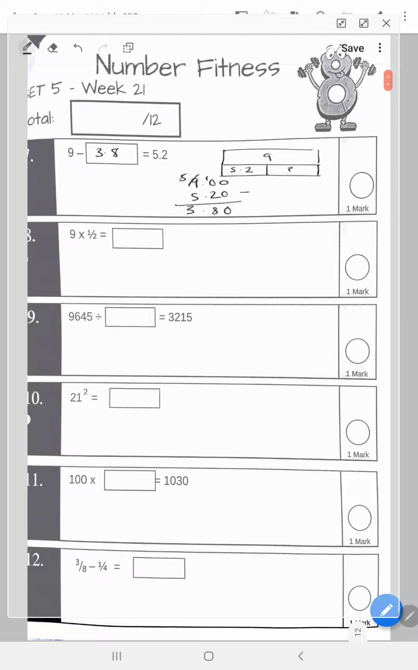Nine times a half is the same as half of 9. So it would be 4.5. Alternatively, you could do it as a fraction multiplication. You've got 9 over 2, which would give you 4.5 as a fraction, mixed number, and 4.5 as a decimal.